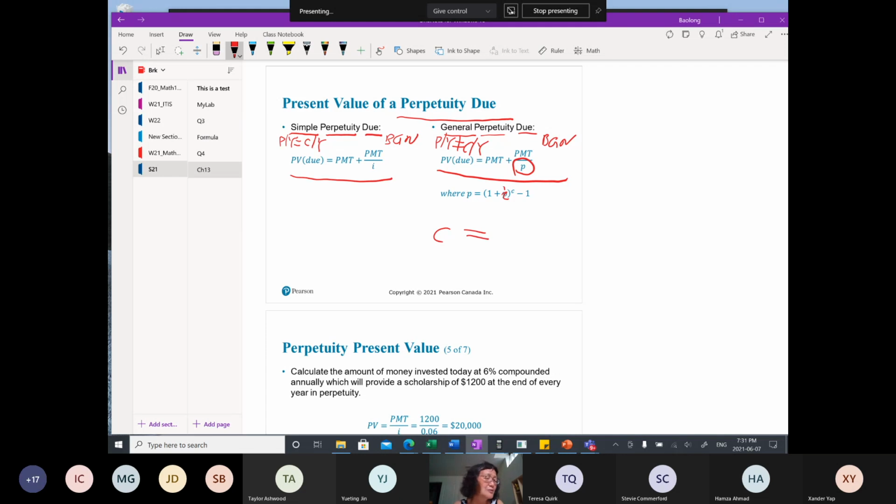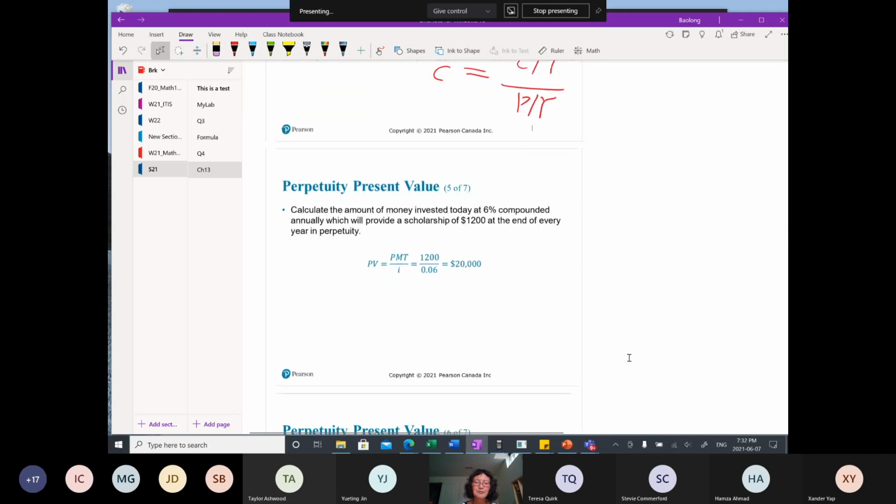Okay. Now, quiz for everyone. What is C? What is the formula for C? C is equal to CY over PY. Perfect. C equal to CY over PY. Okay. All right. Any questions so far? No. Example.